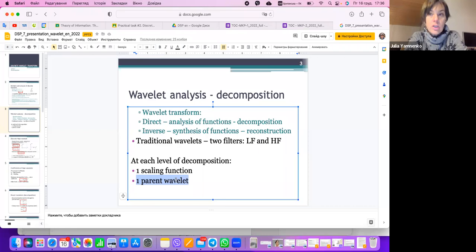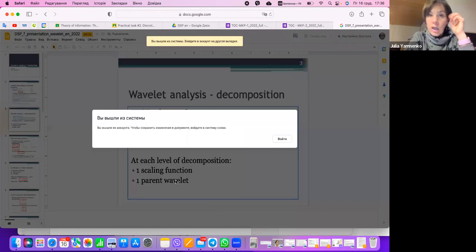And actually this second function, the parent wavelet, is responsible for the basic function itself. So when we take this or that function and consider it as a parent wavelet, we will obtain different methods, like the different methods Fourier, Hartley, Walsh, and other functions.